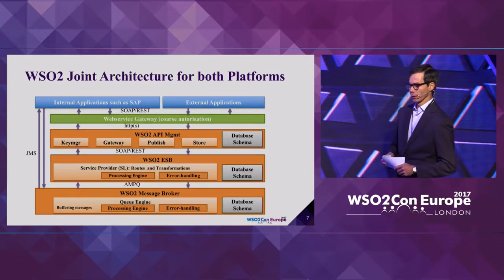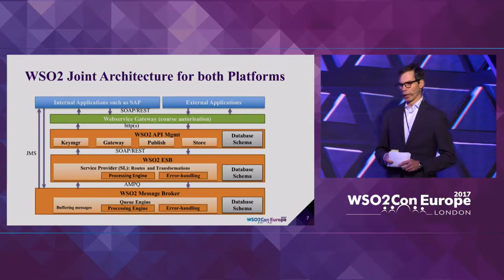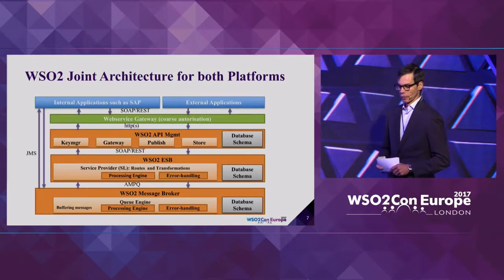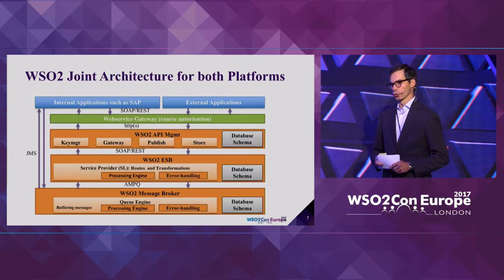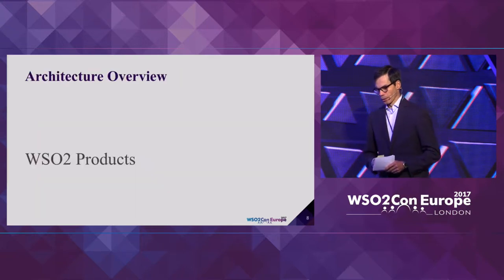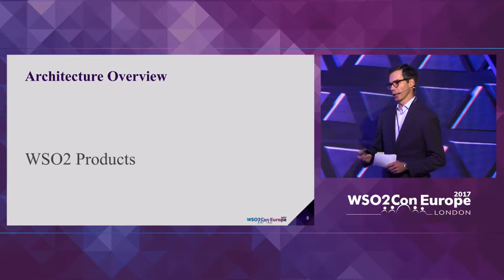The second one is the inner one, and the inner layer is for JMS. We do it with the message broker. And finally, we have the middle layer, which is done by ESB. That's the brain. It routes the messages from the source to the target and makes also the transformation from JMS to SOAP and vice versa. So you have seen three products: message broker, JMS, and ESB.